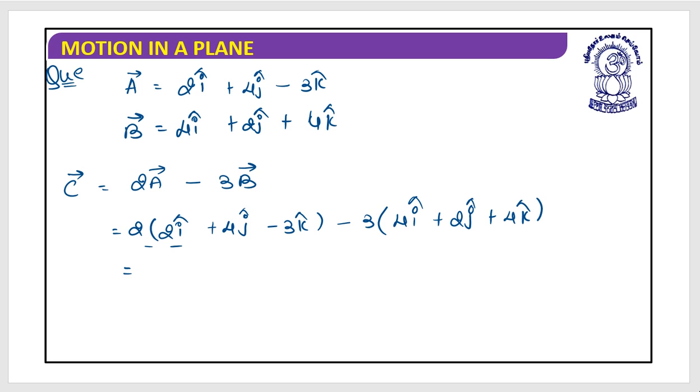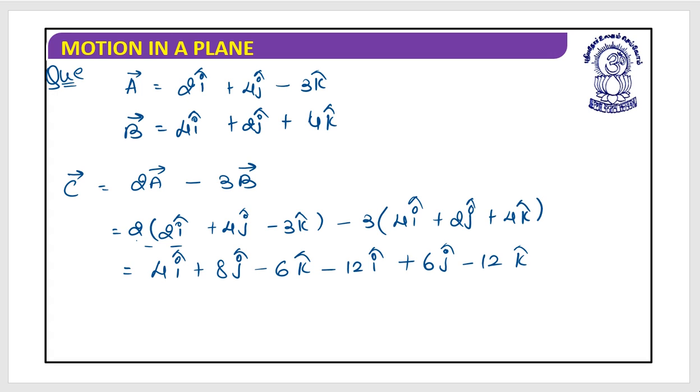So this is 2 into 2, it's 4i. This is 2 into 4, it's 8j. This is 2 into 3, it's minus 6k. Minus 3 into 4, it's minus 12i. Minus 3 into 2, it's plus 6j. Minus 3 into 4, it's minus 12k.